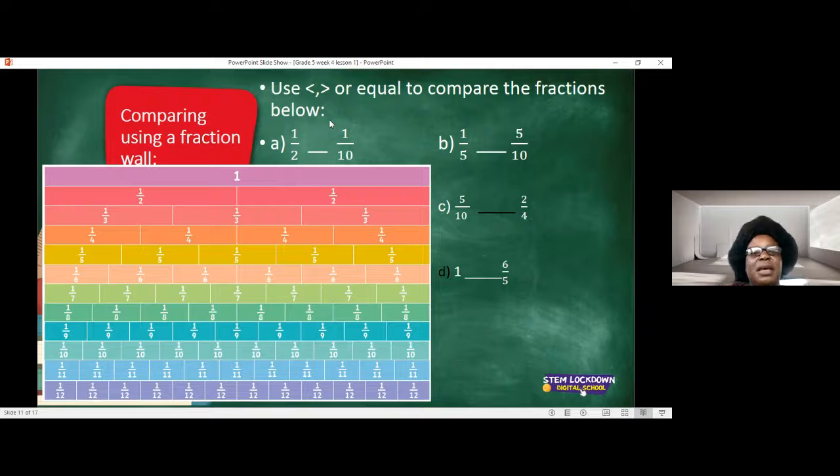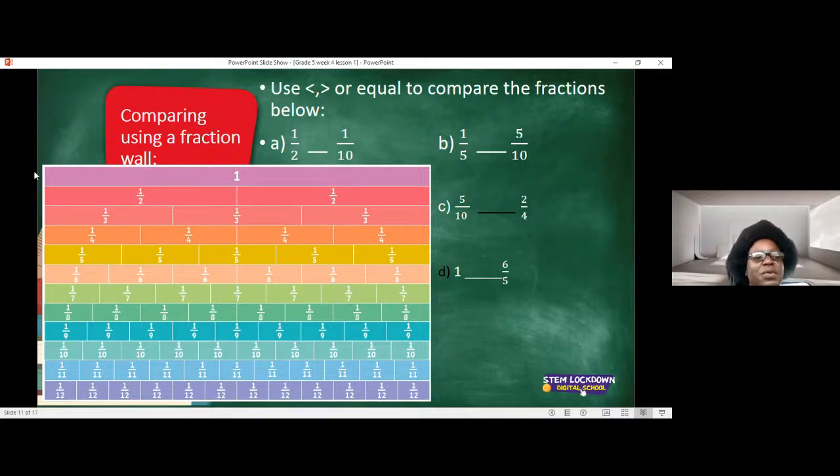And how do we compare this? We also did it on Friday last week. We are comparing 1/2 and 1/10. Do not say 1/10 is bigger because 10 is bigger than 2. Do not say that. We have to have proof. Remember, one of the rules says if your numerator is 1, the smaller the denominator, the bigger the fraction.